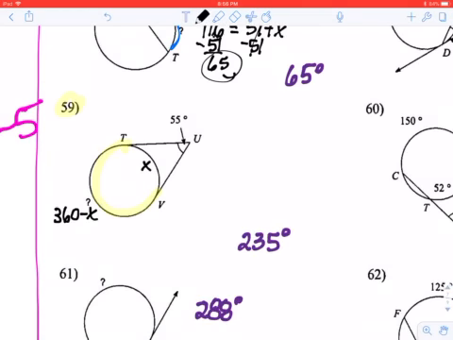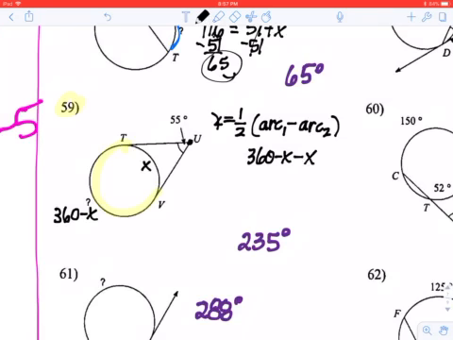So, the formula, since this is outside of the circle, is that the angle is equal to 1/2 of the bigger arc, so I'm just going to call it arc 1 minus arc 2. So the big arc here I'm now calling 360 minus x, which is what I'm trying to find. And then minus the small arc, which is x. And then 1/2 of all that is equal to 55.